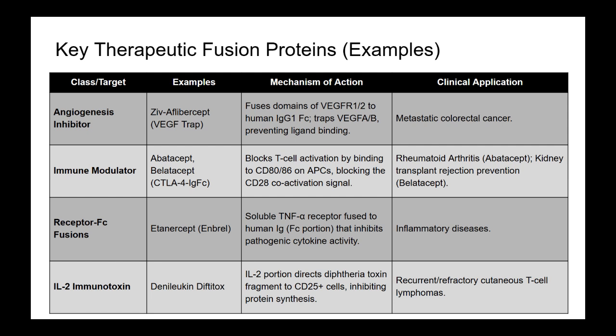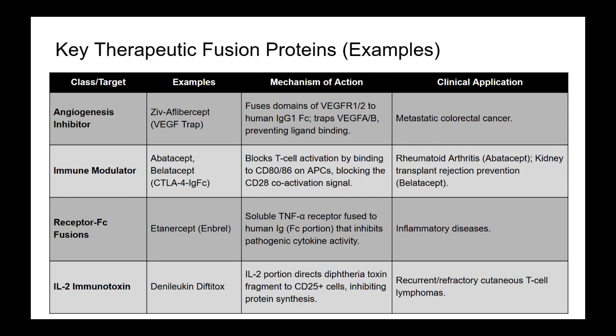Immune modulators like abatacept and belatacept are used to prevent rejection in kidney transplant patients and to treat rheumatoid arthritis. These drugs are designed as fusion proteins that include cytotoxic T lymphocyte-associated protein 4 linked to the fragment crystallizable region of a human immunoglobulin. They work by binding to CD80 and CD86 molecules on antigen-presenting cells, which blocks the co-stimulatory signal required for T-cell activation. This mechanism helps to suppress unwanted immune responses that could lead to transplant rejection or autoimmune disease.